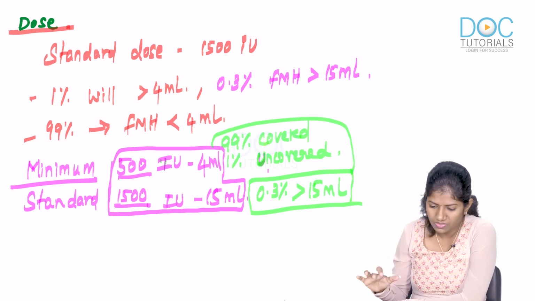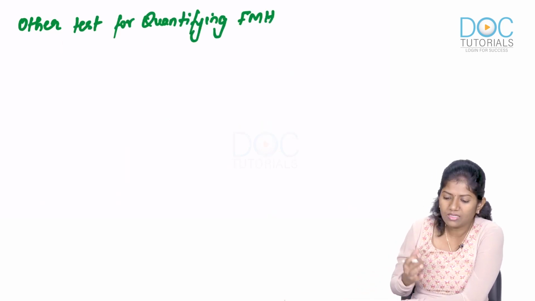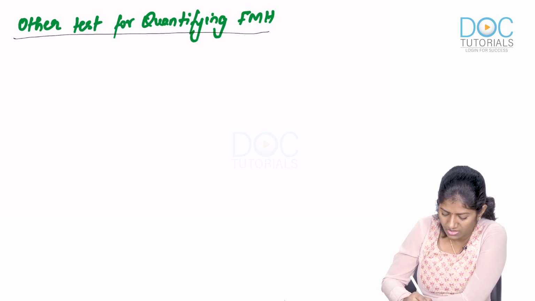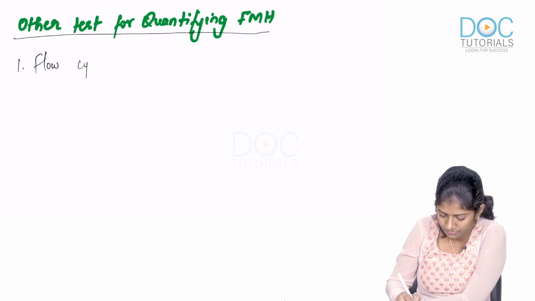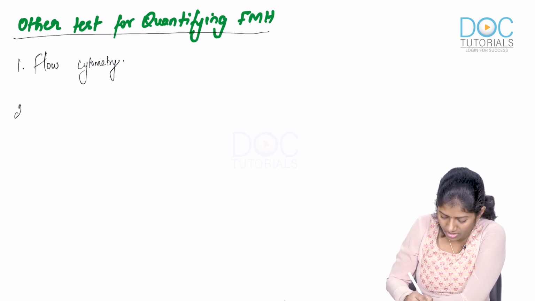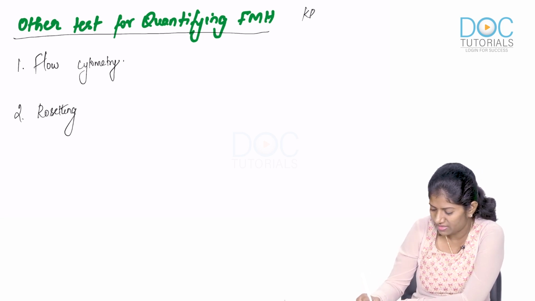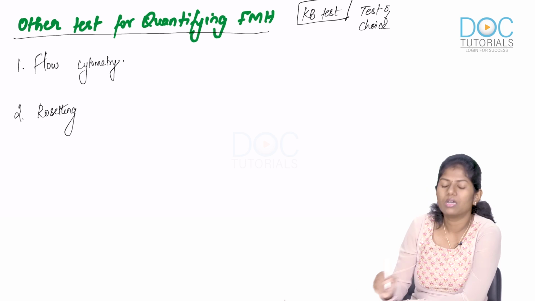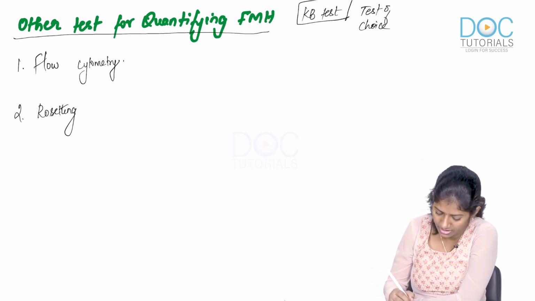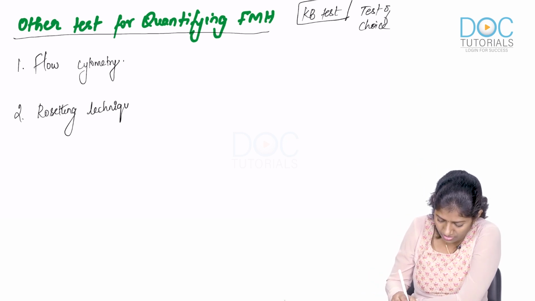Fine. So next, other tests for quantifying fetal-maternal hemorrhage. What are the other available tests? We have two more tests. Apart from the KB test, which is the test of choice, we have flow cytometry and the rotating technique.